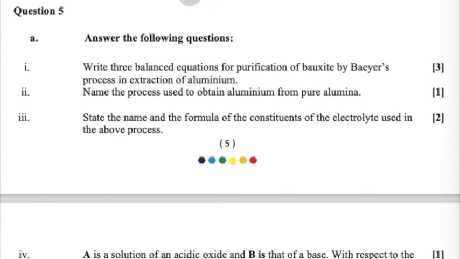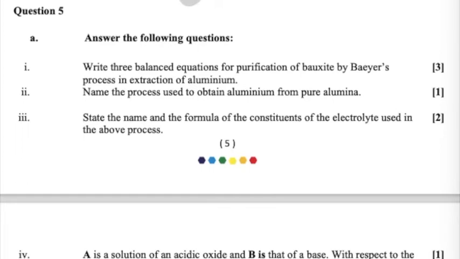So, answer the following questions. Write 3 balanced equations for purification of bauxite by Bayer's process. The first equation is Al2O3.2H2O plus 2NaOH at 150 to 200 degrees Celsius gives 2NaAlO2 plus 3H2O. The second equation is 2NaAlO2 plus 2H2O at 50 to 60 degrees Celsius gives Al(OH)3 plus NaOH. The third equation is 2Al(OH)3 at 1100 degrees Celsius gives Al2O3 plus 3H2O.